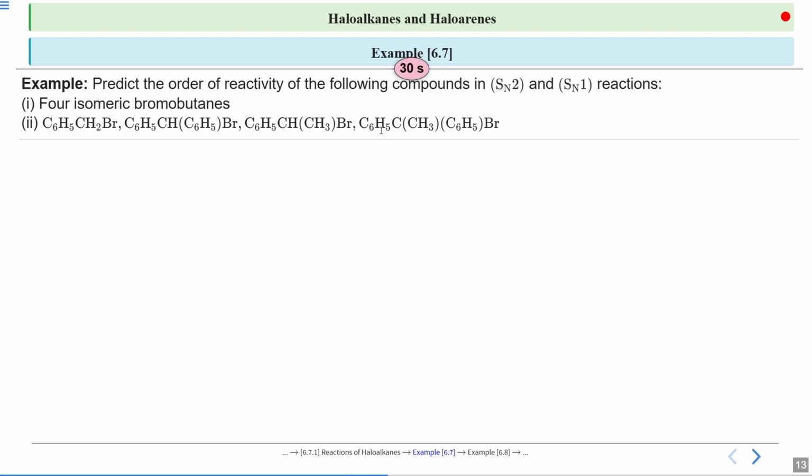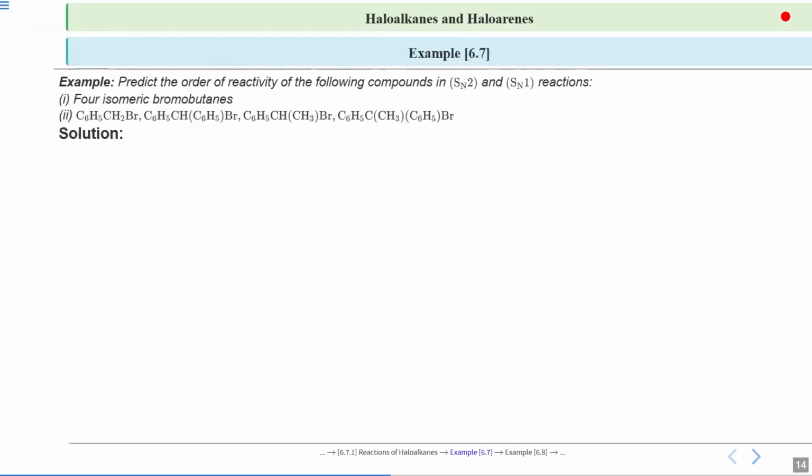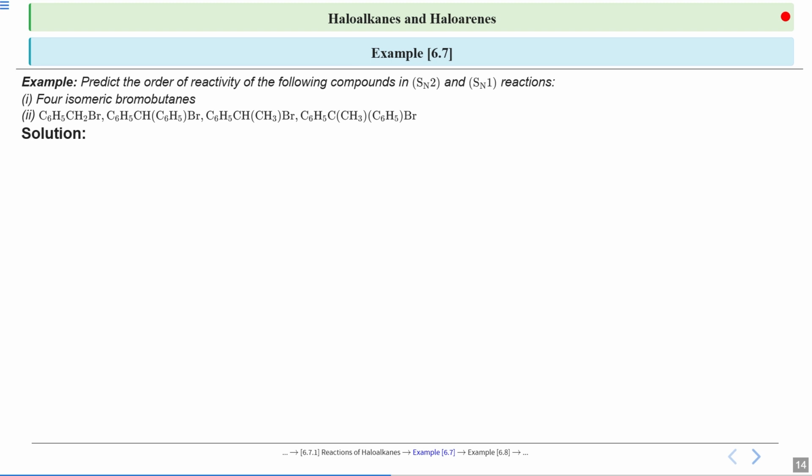So you have given some time. Try to solve this question and then we will see the correct answer. Okay, let's see. So let's see the first part.